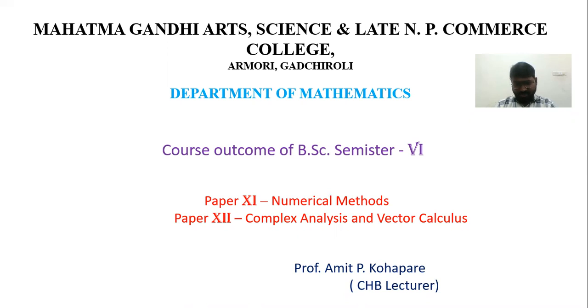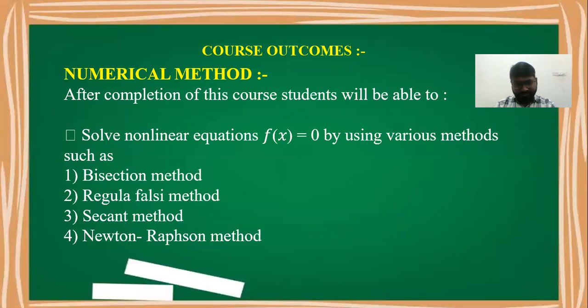In semester 6, we have two papers: paper 11, which is numerical method, and paper 12, which is complex analysis and vector calculus. So, the course outcome of numerical method. After completion of this course, the student will be able to solve non-linear equations. Already we know the linear equation f of x equal to 0, and everyone knows how to solve that equation.